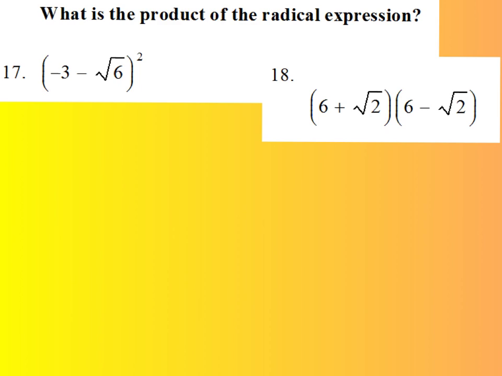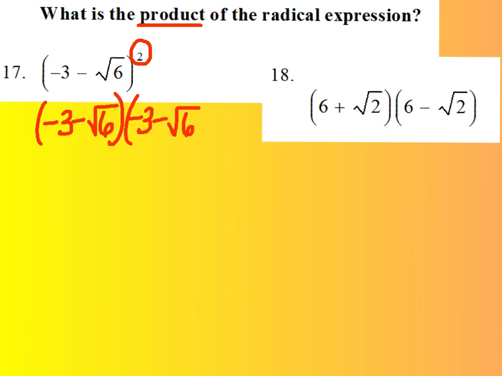Number 17 and 18. This says, what is the product of the radical expression? So product means to multiply. Product indicates multiplication. In 17, it doesn't look like we're multiplying by anything because we have this exponent of 2. But what that really means is that we have negative 3 minus the square root of 6, and we have it twice, negative 3 minus the square root of 6. So just make sure you write it twice.